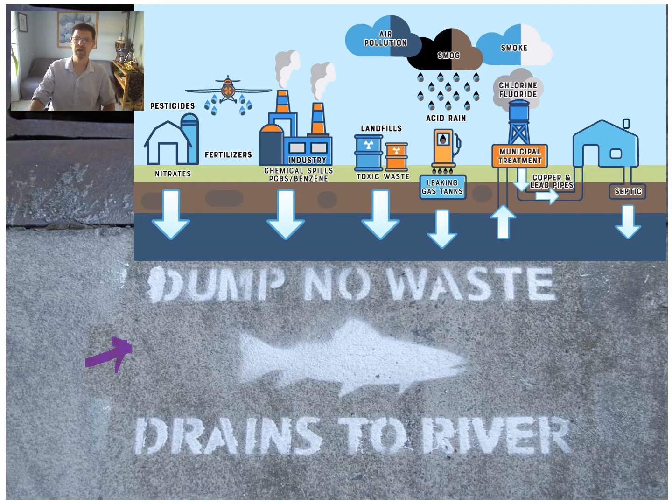We have agricultural system. I mentioned nitrogen and fertilizers and pesticides. That's getting into the groundwater, making its way to the river. Even from planes spraying chemicals on the crops. We have industry, chemical spills, PCBs. This is one of those persistent organic compounds. Benzene, we talked about that, even being released into the air being a problematic toxin.